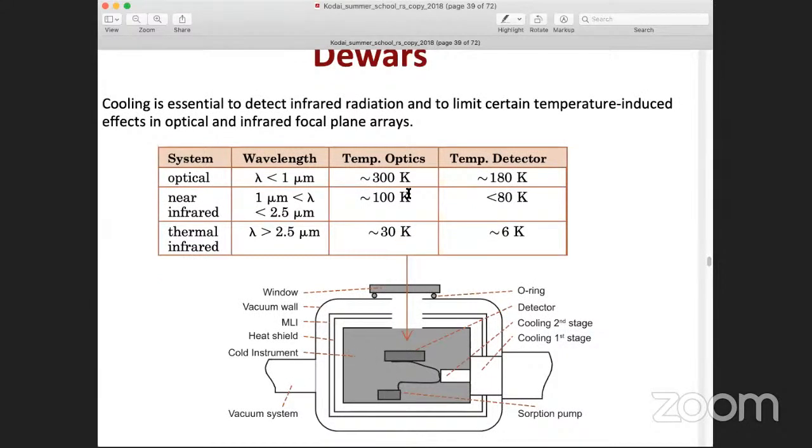See, for example, if you have a mid-infrared instrument, the gray box here is where the instrument will be located. It will be surrounded by a cooling stage where it has to cool to a certain detector temperature. In the thermal infrared, the detector temperatures are typically 6 degrees Kelvin. In optical and near infrared, it is close to 80 degrees Kelvin. And the optics are kept at a very low temperature.